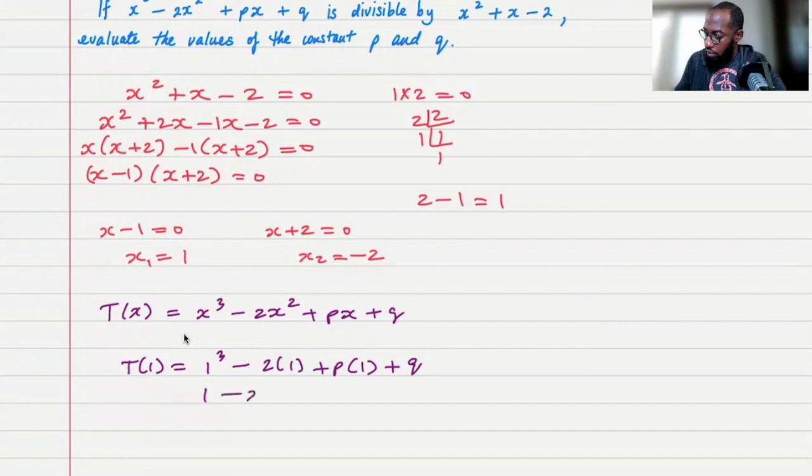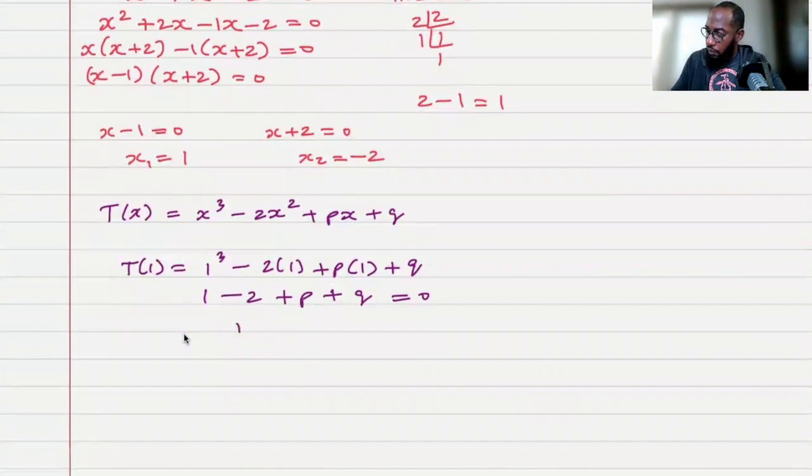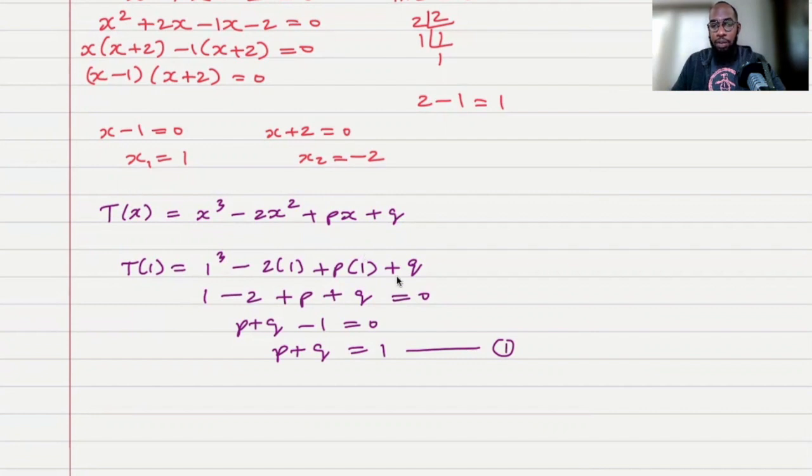So we have 1 minus 2 plus p plus q, that is equal to 0. So p plus q minus 1 is equal to 0, so p plus q is equal to 1. This here is equation 1. Remember, because it's divisible by, we put it equal to 0. Because at the end of the day, if we knew the value for p and q, if we put it in this equation, it's supposed to equal 0. So p plus q minus 1 equals 0, because 1 minus 2 is equal to -1. P plus q is equal to 1. This is equation 1.